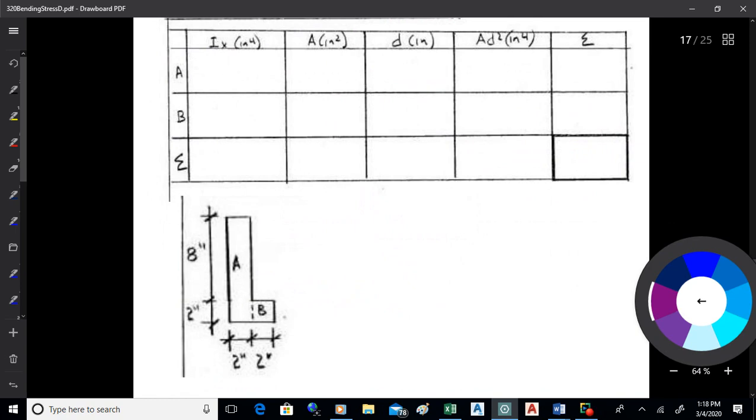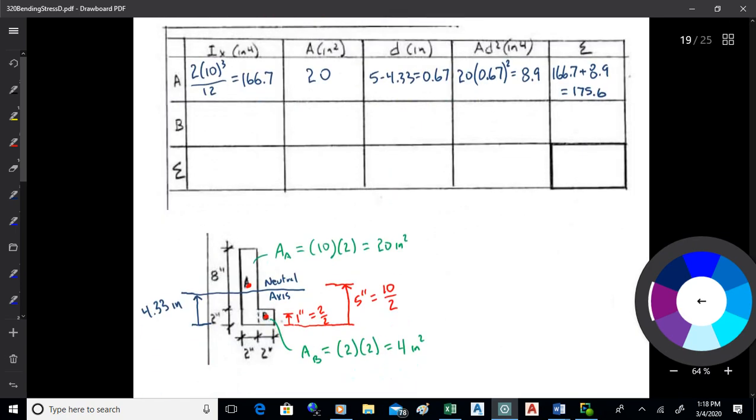Okay, next thing is I. What you do for I is you find BH cubed over 12. And then you find the area, and you find the distance from the neutral axis to the centroid of the particular shape. So for that top one, the centroid's at 5, the neutral axis is at 4.33. Take the difference, it's 0.67. And then 20 times 0.67 squared. You add that to the BH cubed over 12, and you get the total for that shape. So the moment of inertia of A about the neutral axis is 175.6. Let's do the same thing for B.